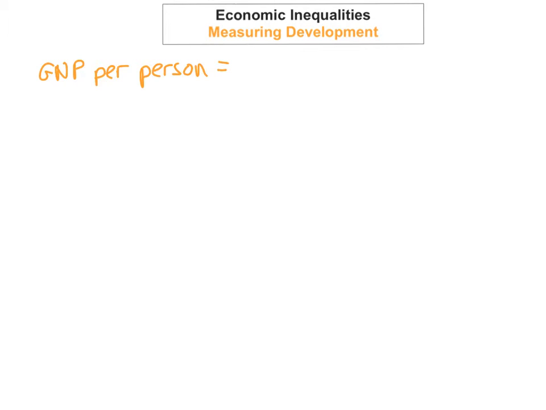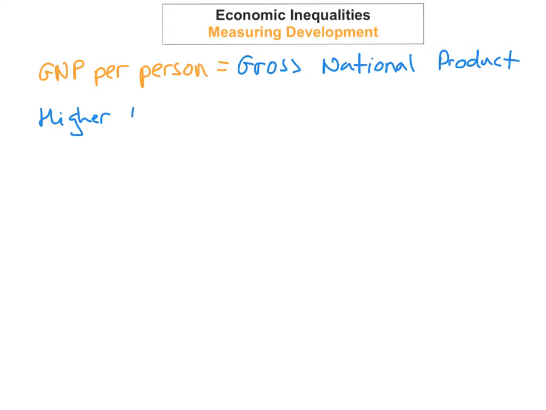So I'll just write down, GNP stands for gross national product, and the higher the GNP equals the more developed the country.